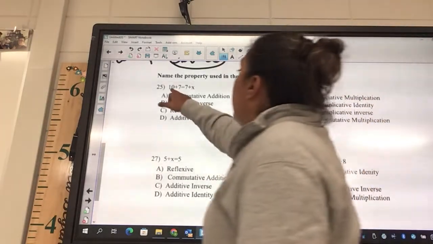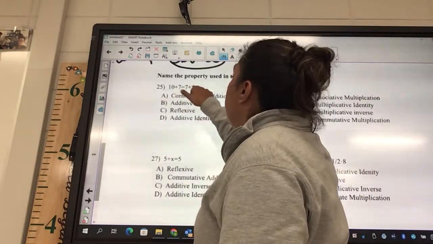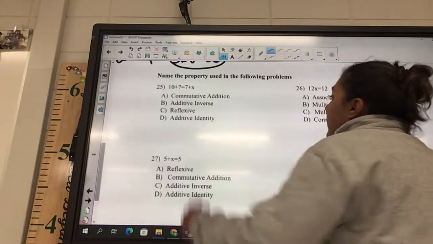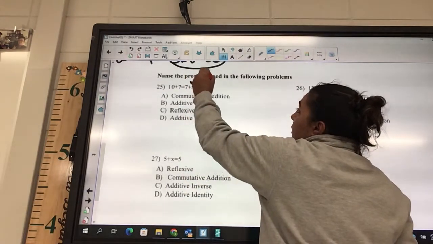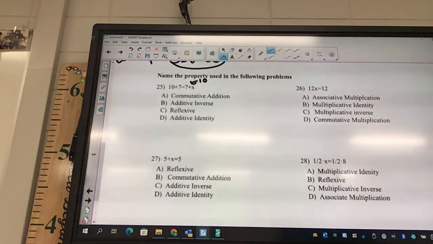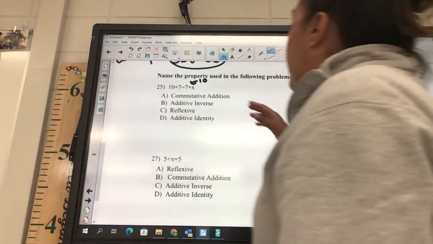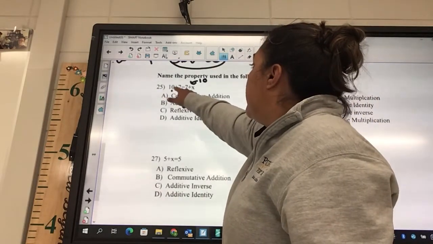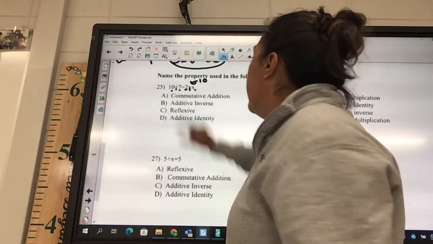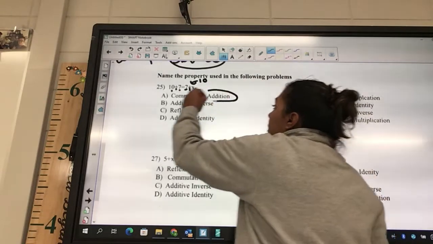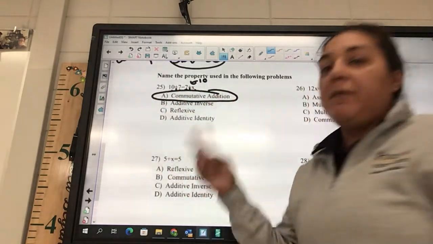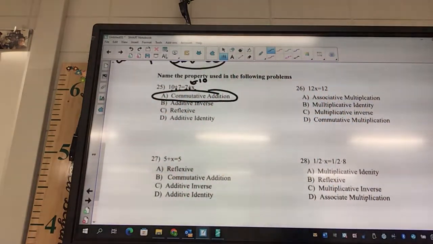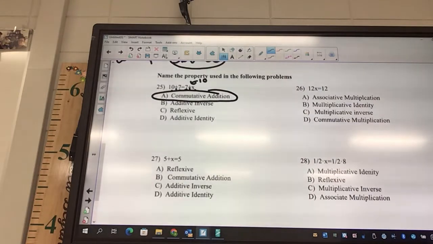So I got 10 plus 7 equals 7 plus x. So we know that the x has got to be 10 in order for that to make that true. Okay, what property is that? Okay, well, you see how this says 10 plus 7 and then 7 plus 10. That's going to be commutative addition. So that's saying that we can flip-flop those two and you would still get the same thing.